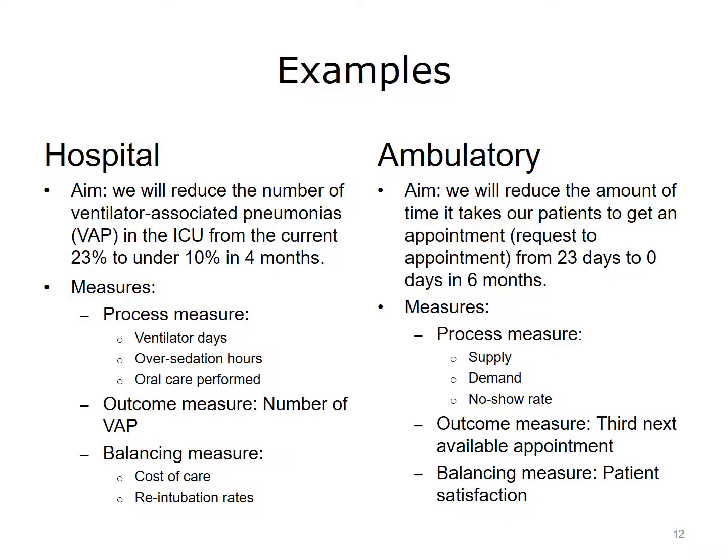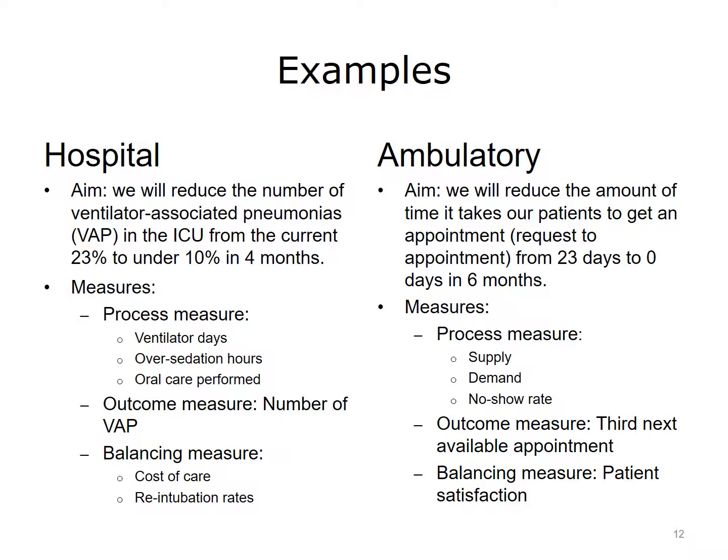In our ambulatory example, the team members want to improve their access to care. To do so, they will reduce the time it takes patients to get an appointment. In this case, the process measures are the supply, or amount of slots available for practitioners to see their patients, the demand for appointments, and the no-show rate. The staff chose to include the no-show rate in the process measures because they believe that by reducing their no-show rate, they will have more space to see patients sooner.